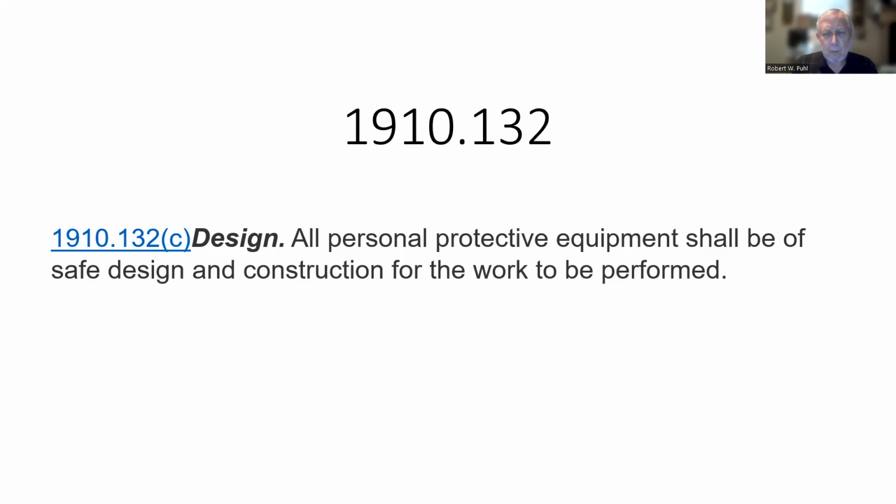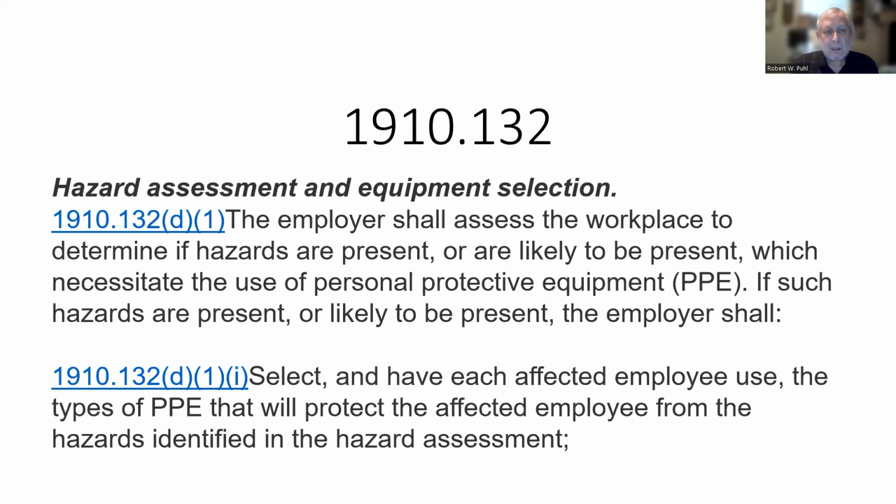Design: all personal protective equipment shall be of safe design and construction for the work to be performed. That makes a little bit of sense, doesn't it? I mean, who wants unsafe PPE?